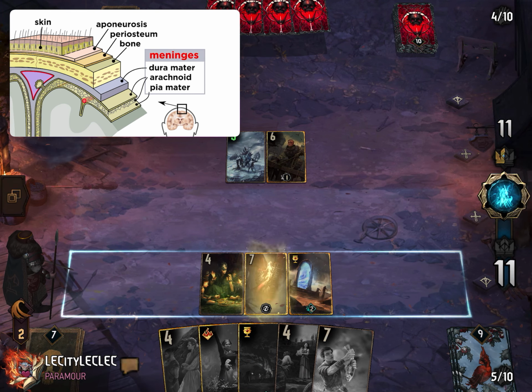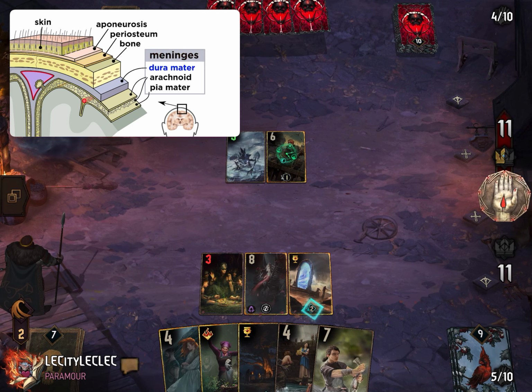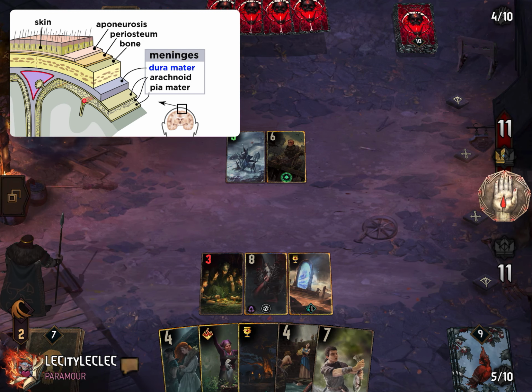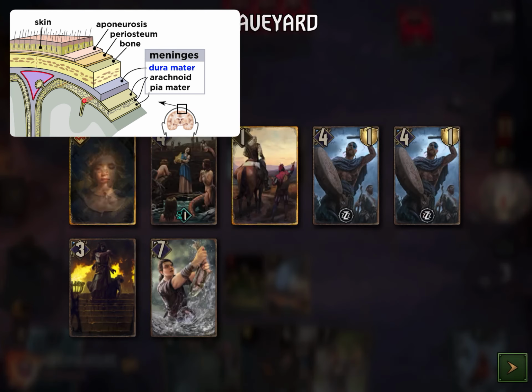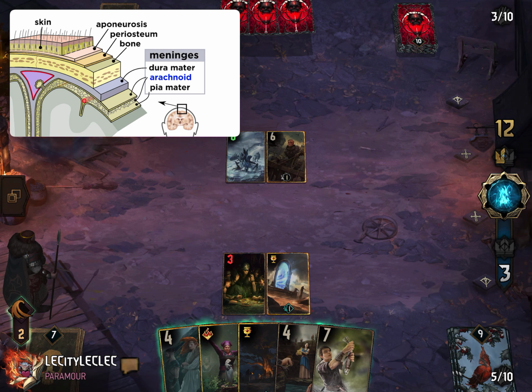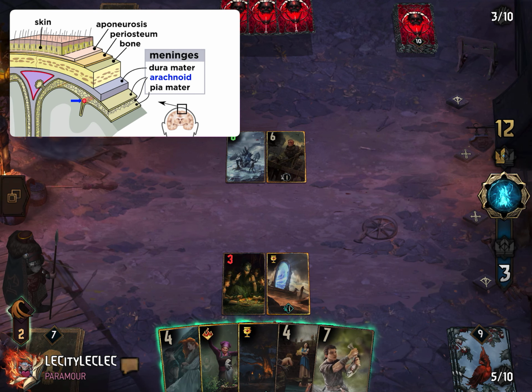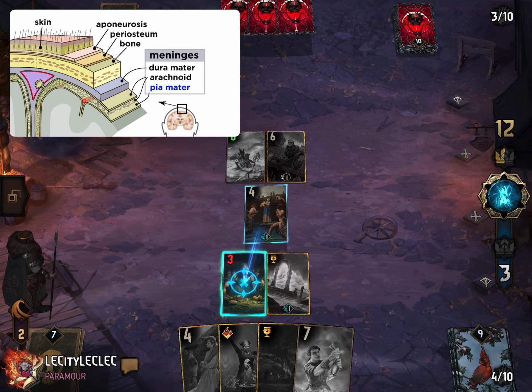Meninges are connective tissue membranes that sit between the brain and the skull. On top is dura mater, consisting of a periosteal layer and a meningeal layer. Immediately below is arachnoid mater, filled with blood vessels. And lastly is pia mater, made of more delicate connective tissue.